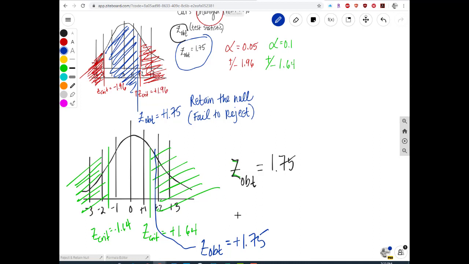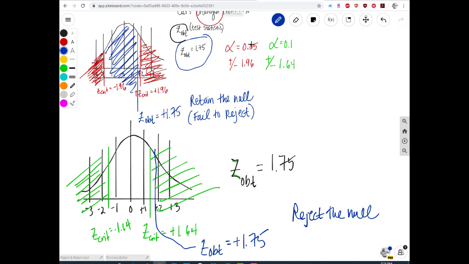So in this situation, because my alpha was larger, and this time the same exact Z obtained fell in the area of rejection, now because my alpha was so much greater, I now have enough evidence to reject the null. Okay, because it's in the area of rejection. So do you see how this area is so much bigger? The green is covering more area of the curve than the red.